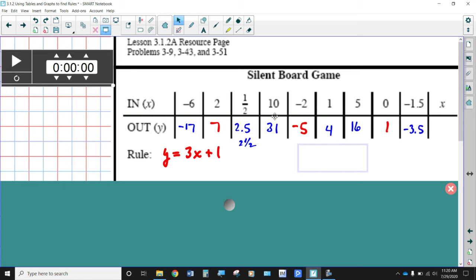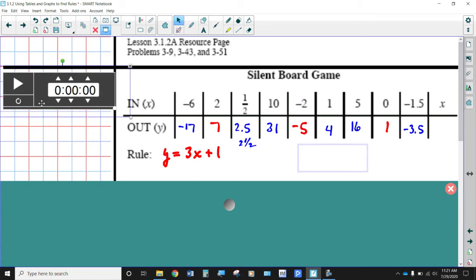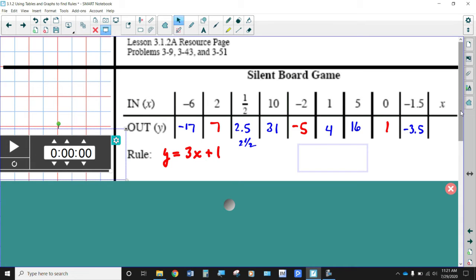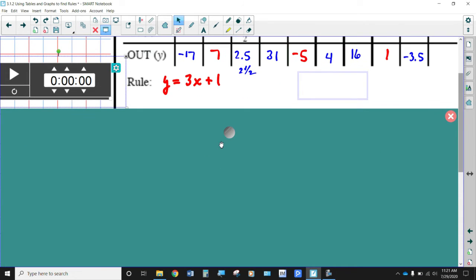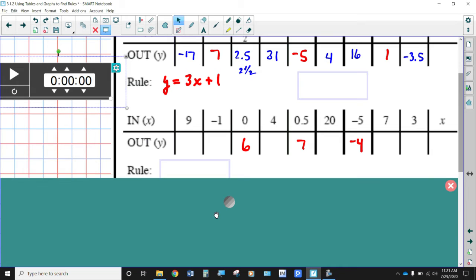And then I thought that one would be the easiest one. You can clearly see 10 gets tripled, and then you add 1 to it. And then you compare that to these, and you're like, oh yeah, absolutely, that's the rule. All right, so 3x plus 1. Let me move this guy down because I'm going to go down a little further. Go ahead and copy down this table.